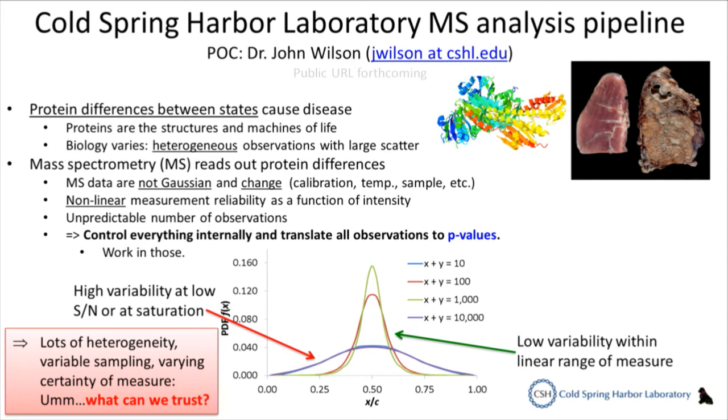There's lots of heterogeneity, variable sampling. The instruments report different results, a lot of noise in the system. So how do we figure out what we can trust in those actual distributions that we're working with?